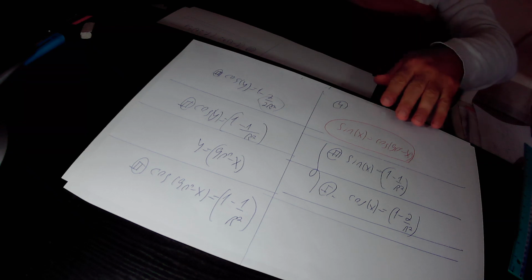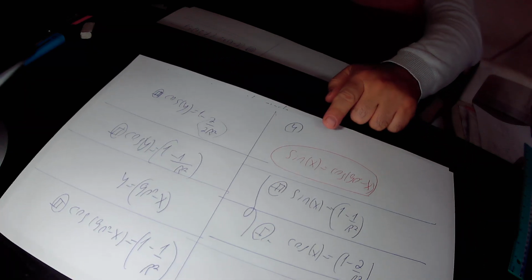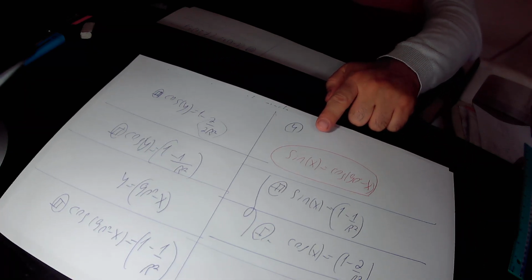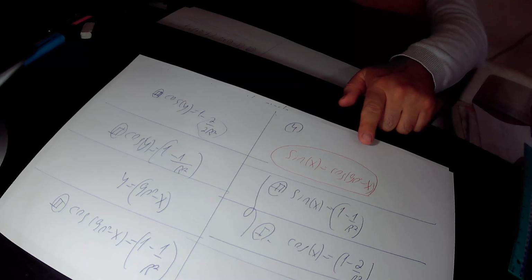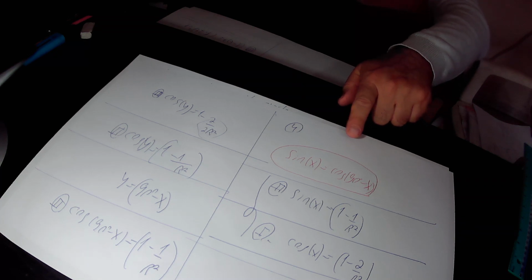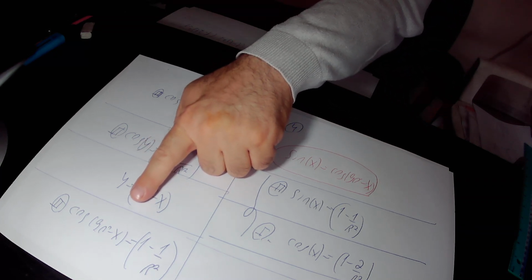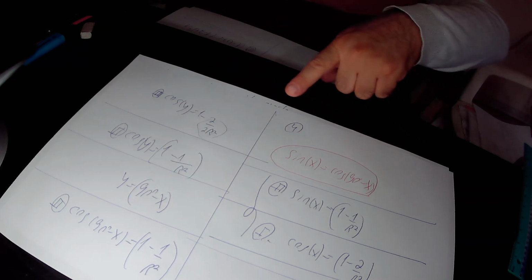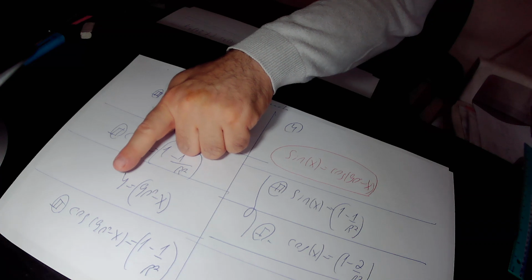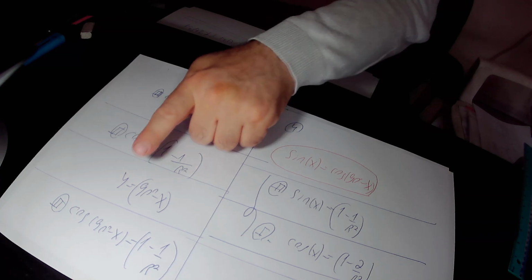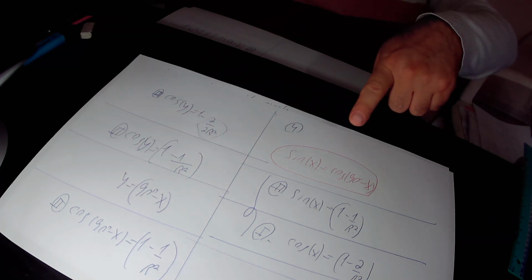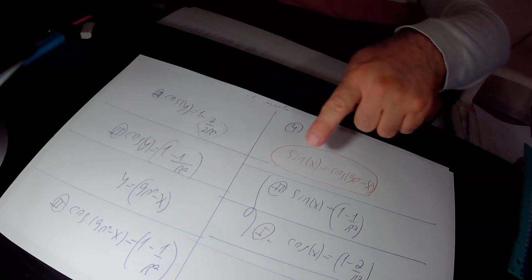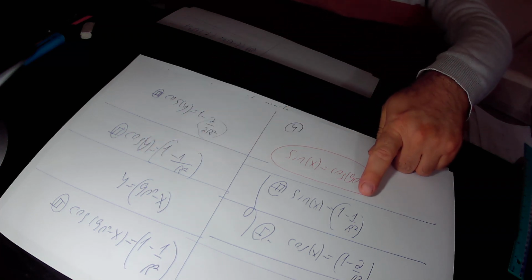But we have the trigonometric identity that states that sine x equals cosine of 90 degrees minus x. Therefore, we can substitute cosine 90 degrees minus x by sine x according to this trigonometric identity. We did it and found that cosine 90 degrees minus x is sine x. So sine x equals 1 minus 1 over r squared.